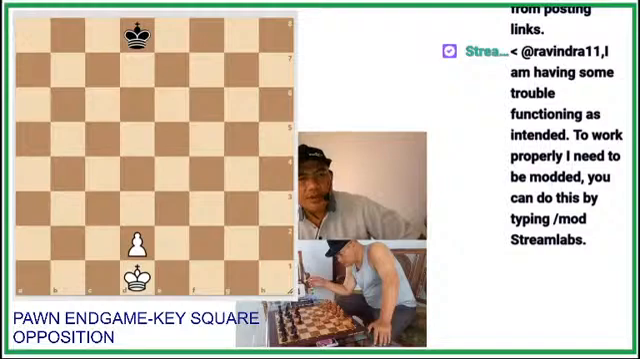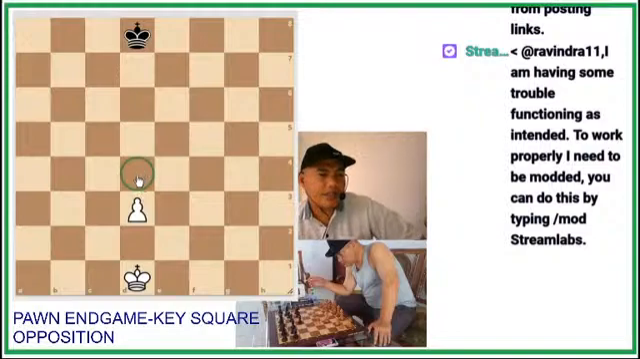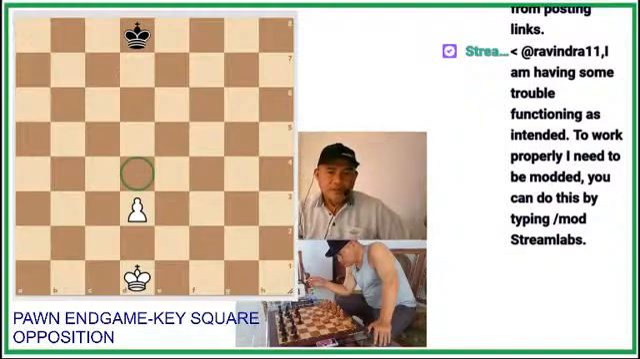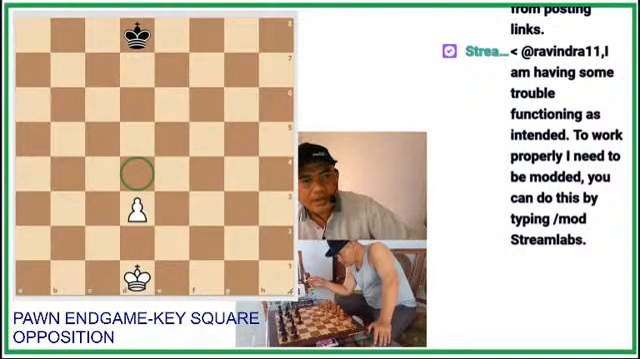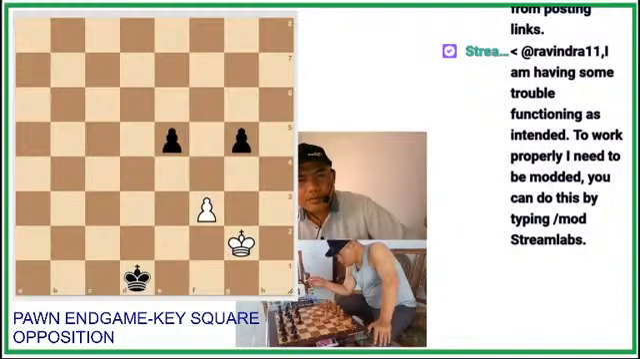But in this position, it is a draw because the key square is nearer to black, and white didn't have an extra move when his king is getting here. Okay, maybe once more we learn this about the key square.